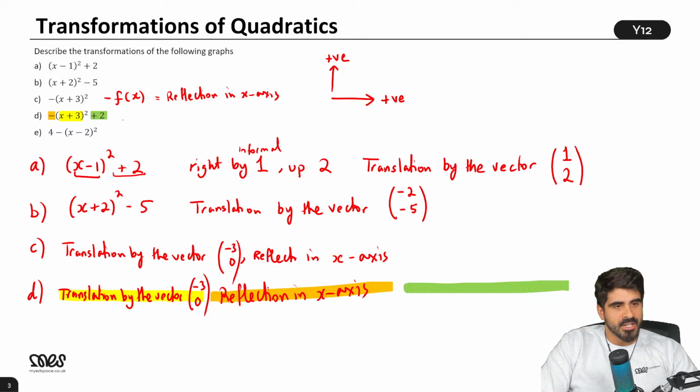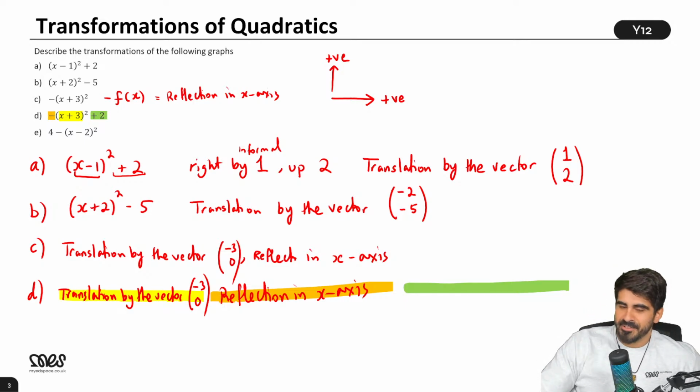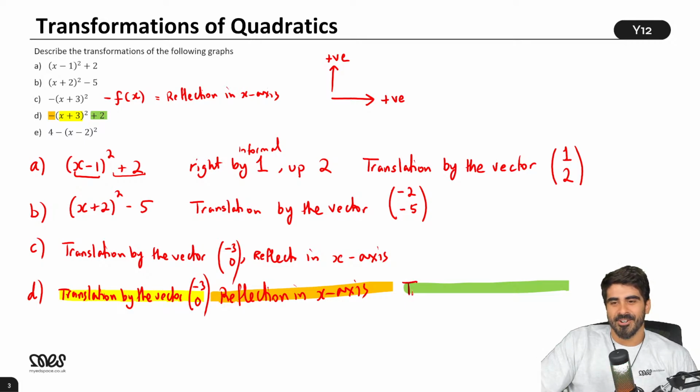0, 2, good. No, this is a translation by the vector 0, 2. Yeah, we're just moving upwards, right?